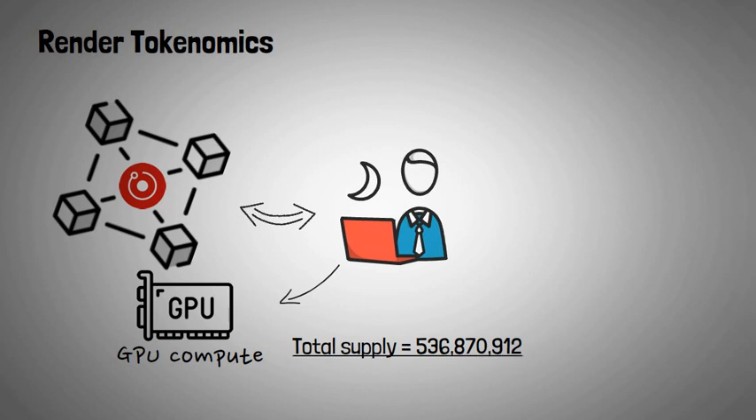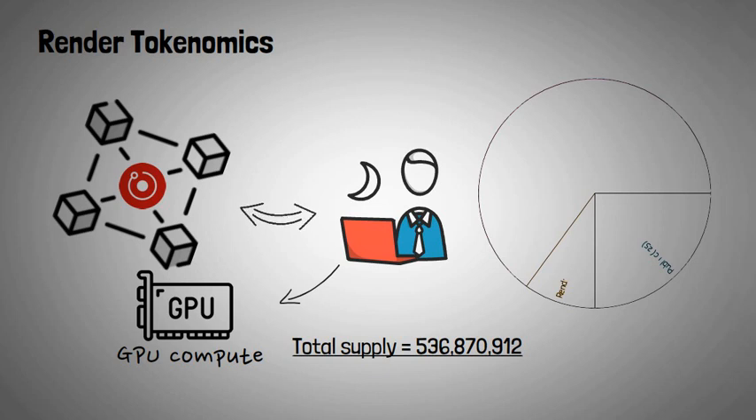536,870,912 tokens. 25% of the Render tokens were sold to the public, 10% were allocated to the Render reserve, and the remaining 65% are currently held in escrow to help modulate the network supply and demand flow.